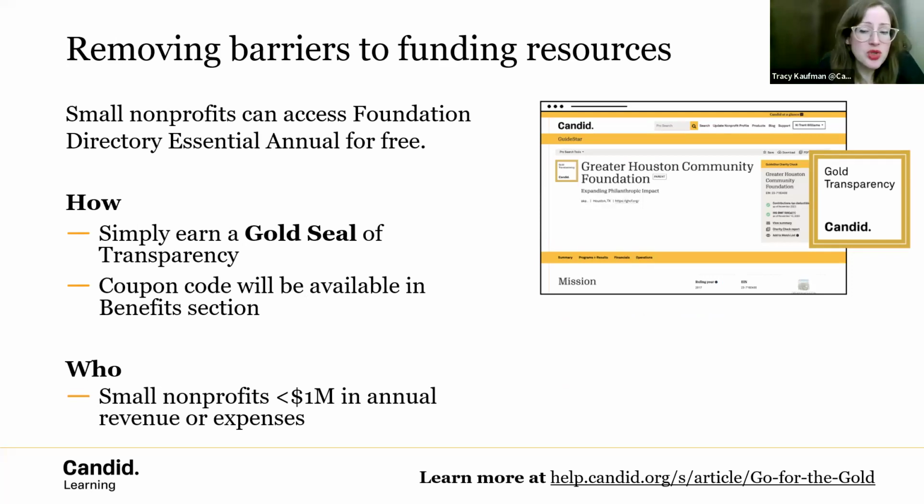Also, if you get a gold seal of transparency, you could, if you wanted, get free access to the foundation directory if you have a gold seal of transparency and if you are a nonprofit that has an annual budget of $1 million or less. You put in enough information to get a gold seal, and you are an organization that's $1 million or less in budget size, we will send you a code to give you 1 year's free access to the foundation directory. And so that's a pretty nice deal there.